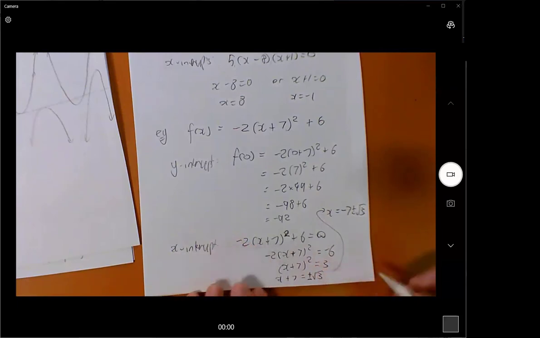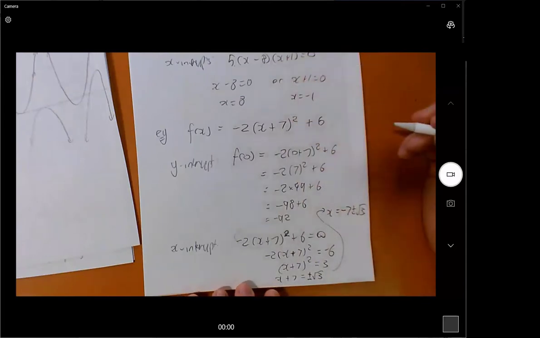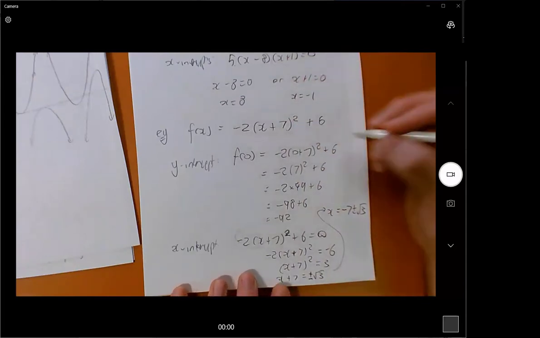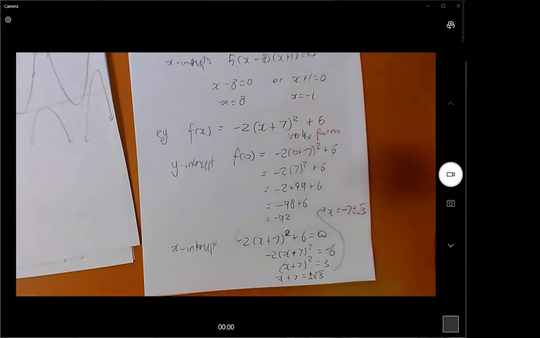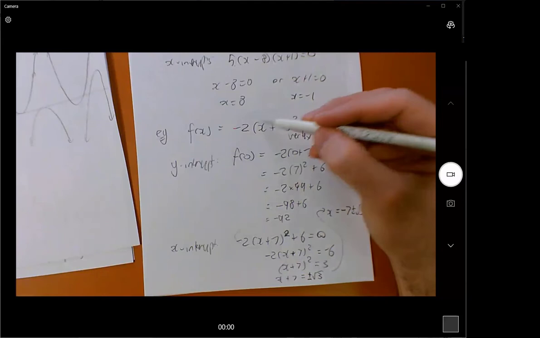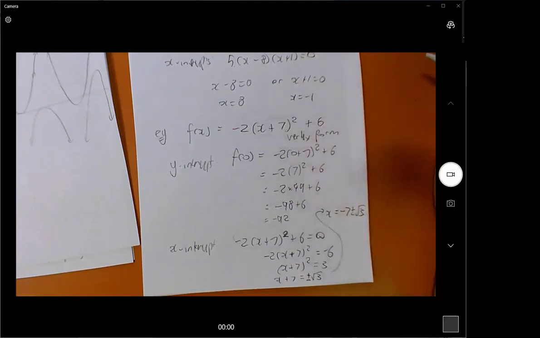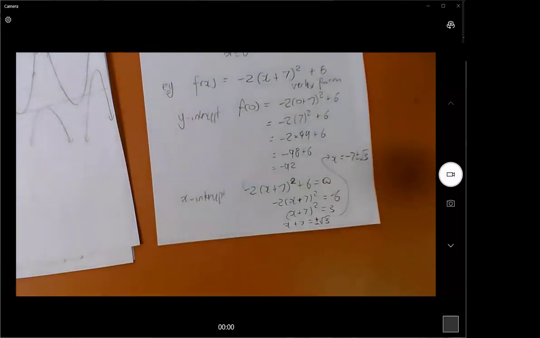So this format is called vertex form. And the reason it's called vertex form is because the vertex happens when this is 0, which is really cool. And that's what I like. So, yeah. And so the different forms tell you different things.